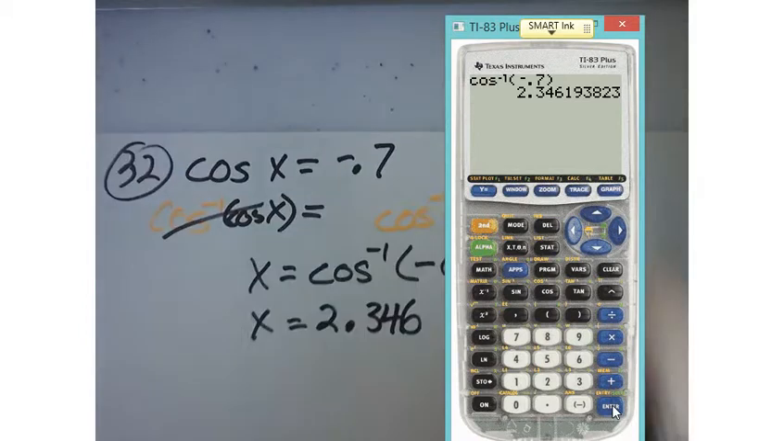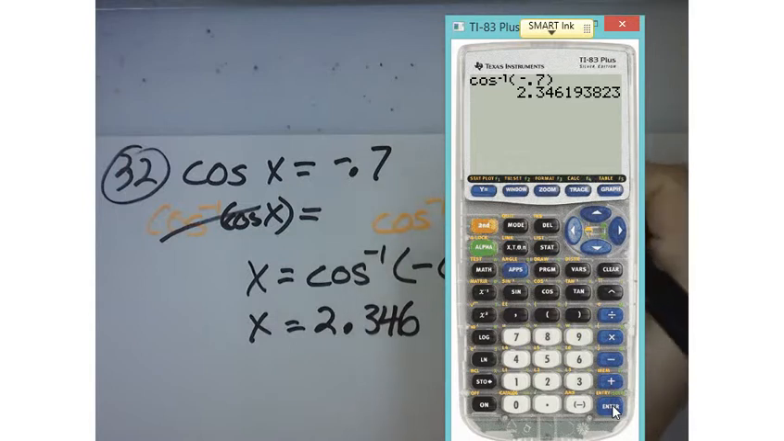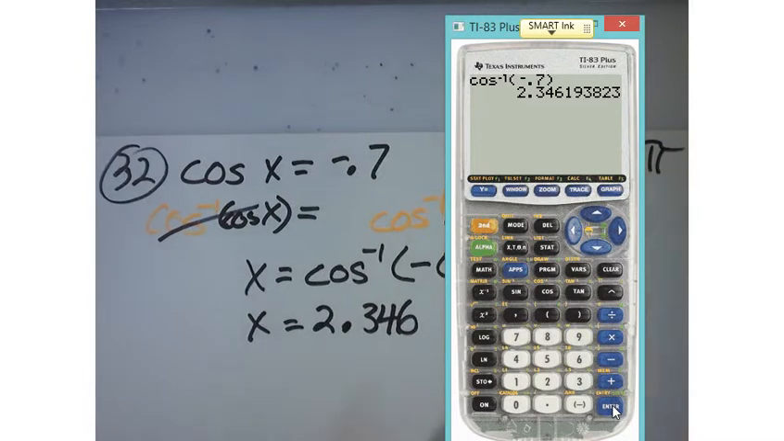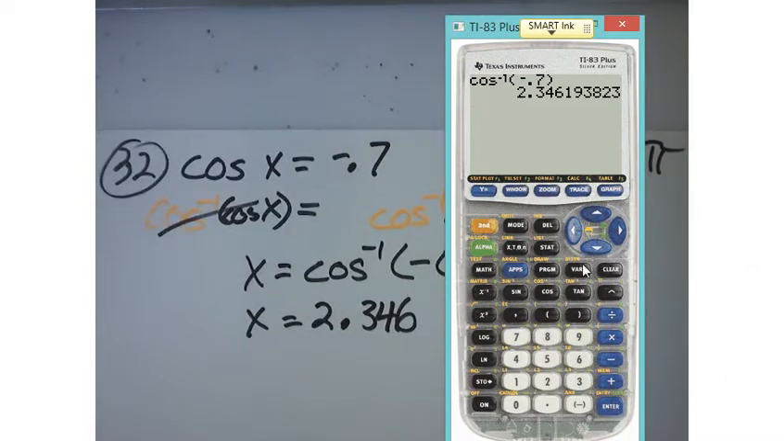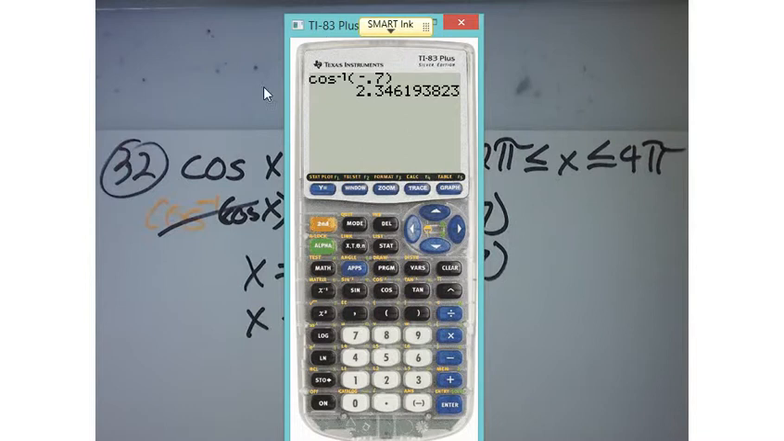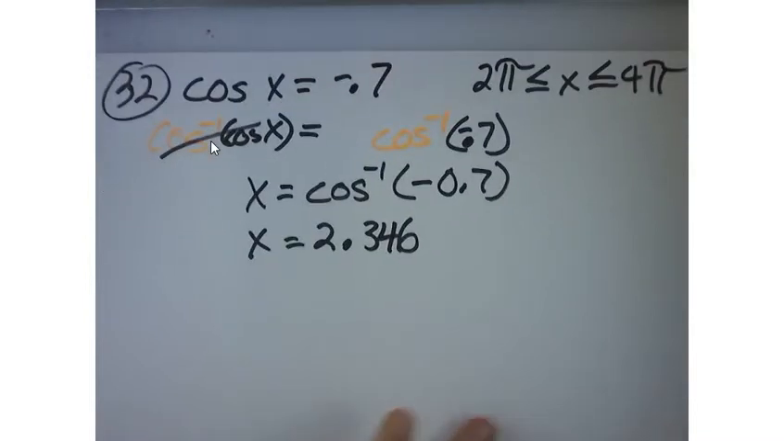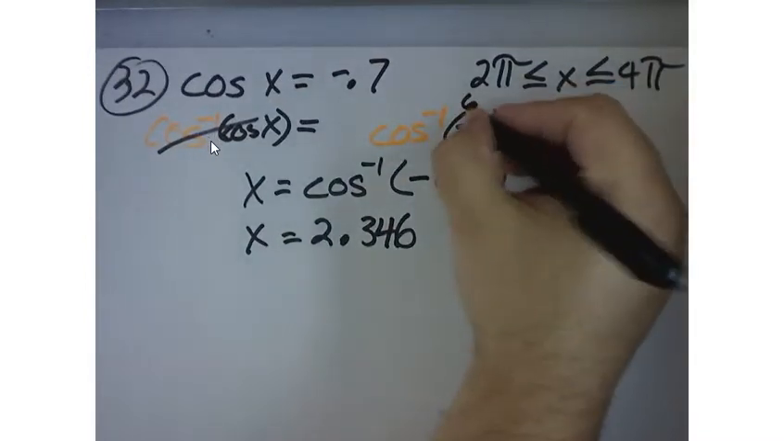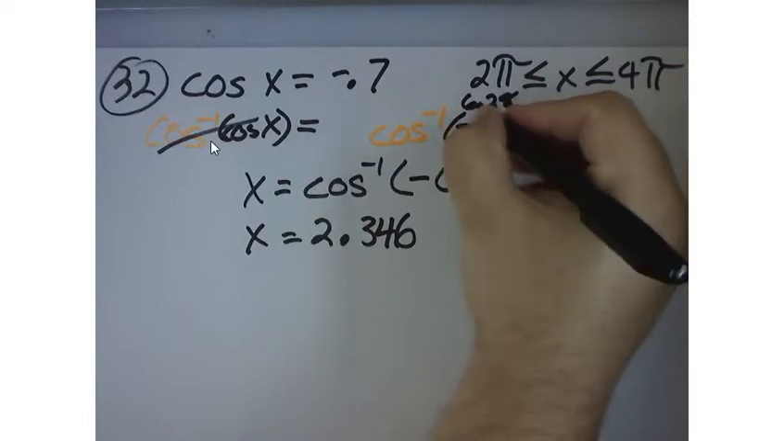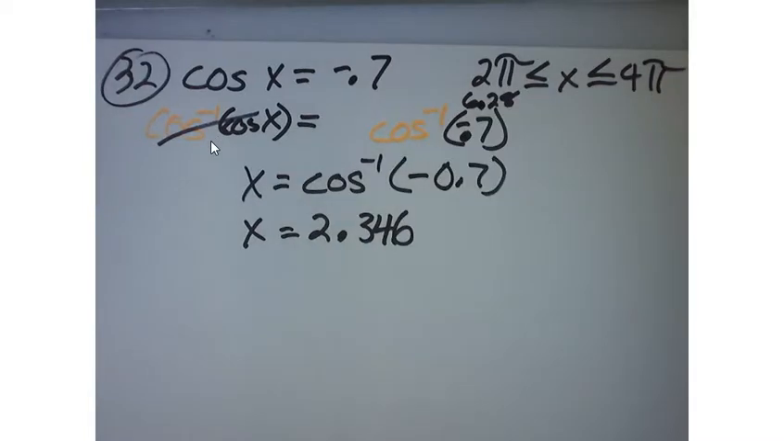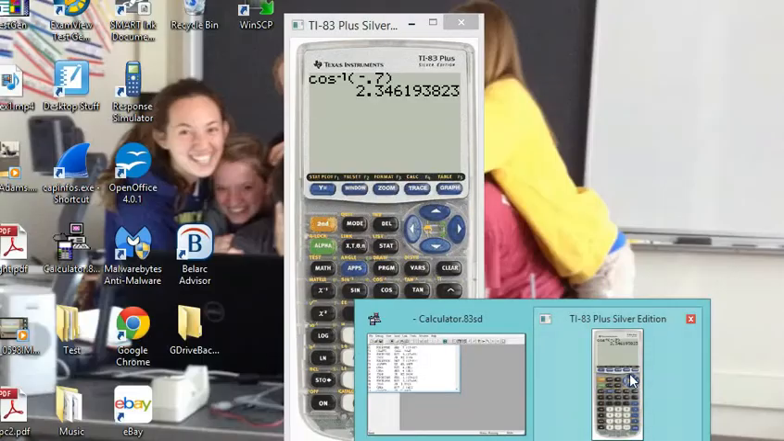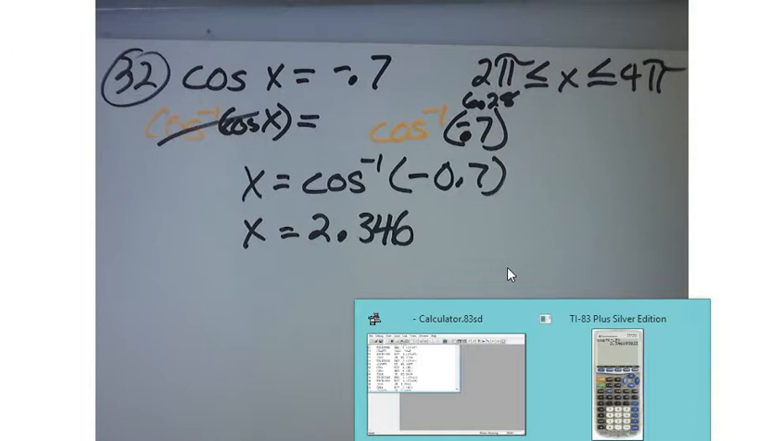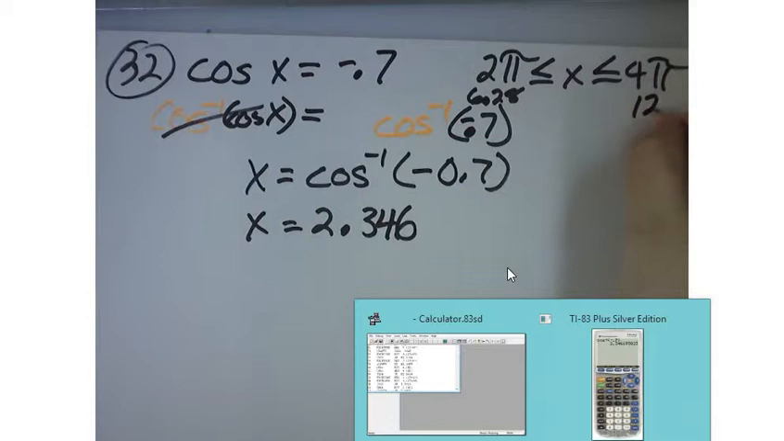So now here's a challenge. We want x to live between 2 pi and 4 pi. Well, is the answer we got from our calculator 2 times pi? No, because 2 pi is actually like 6.28 if we were to find the decimal approximation, and then you would double that for 4 pi, which is 12.56. So x is nowhere even close to that.